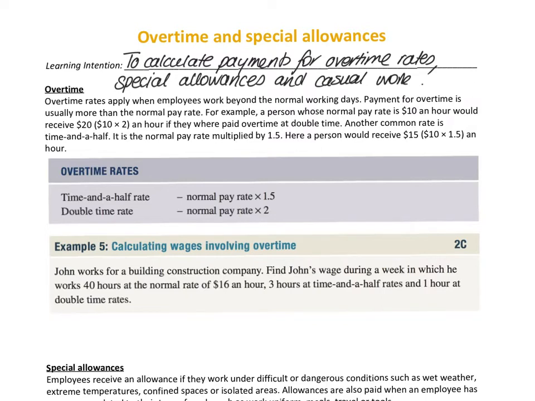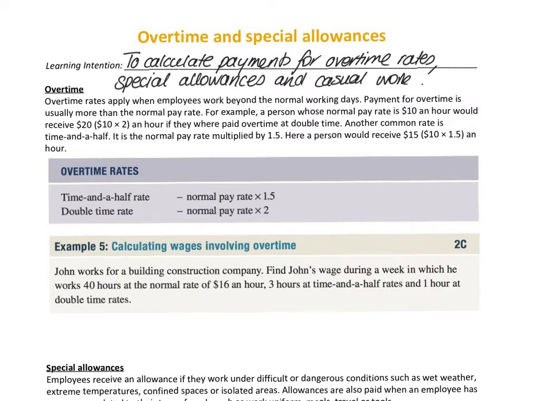If you're on a salary, as we mentioned in the first lesson, you generally don't earn overtime or any special extras. Your income is a set payment. With a wage, one of the benefits is that you have the opportunity to earn extra money, and this is a very common way of doing so. Overtime rates apply when employees work beyond the normal working days. Payment for overtime is usually more than the normal pay rate.